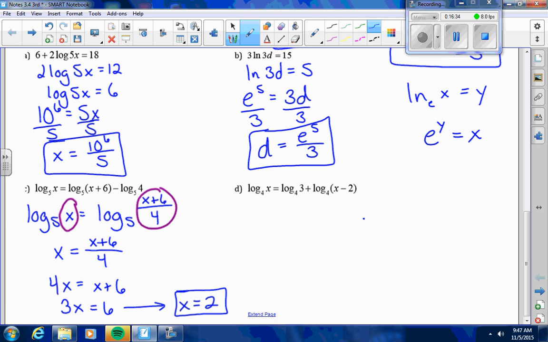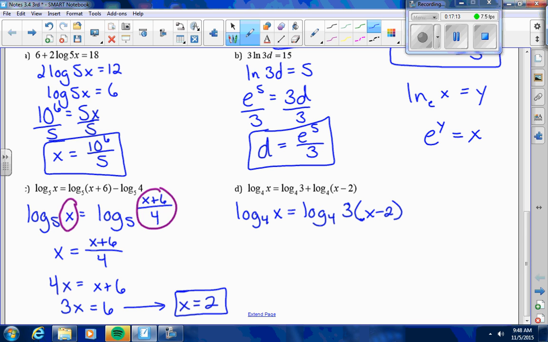Questions on that one? Then part D. Log base 4 of x equals log base 4 of 3 plus log base 4 of x minus 2. So which side can be simplified first? The right-hand side. So log base 4 of x equals log base 4 of what? 3 times x minus 2. And we multiply them because those two logarithms were being added.